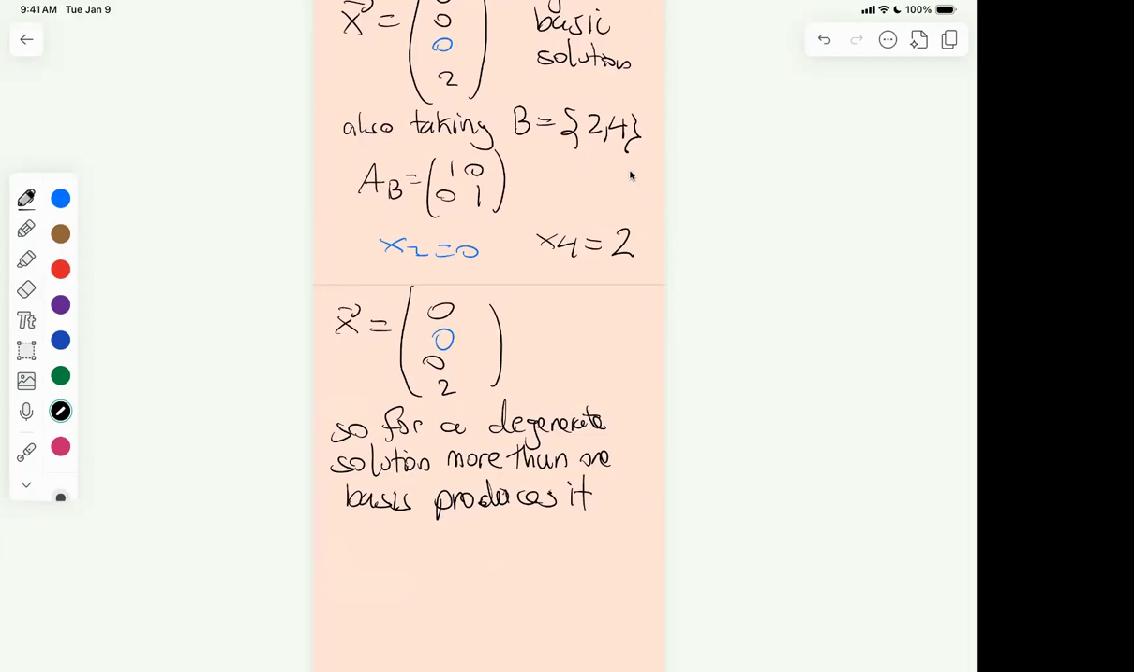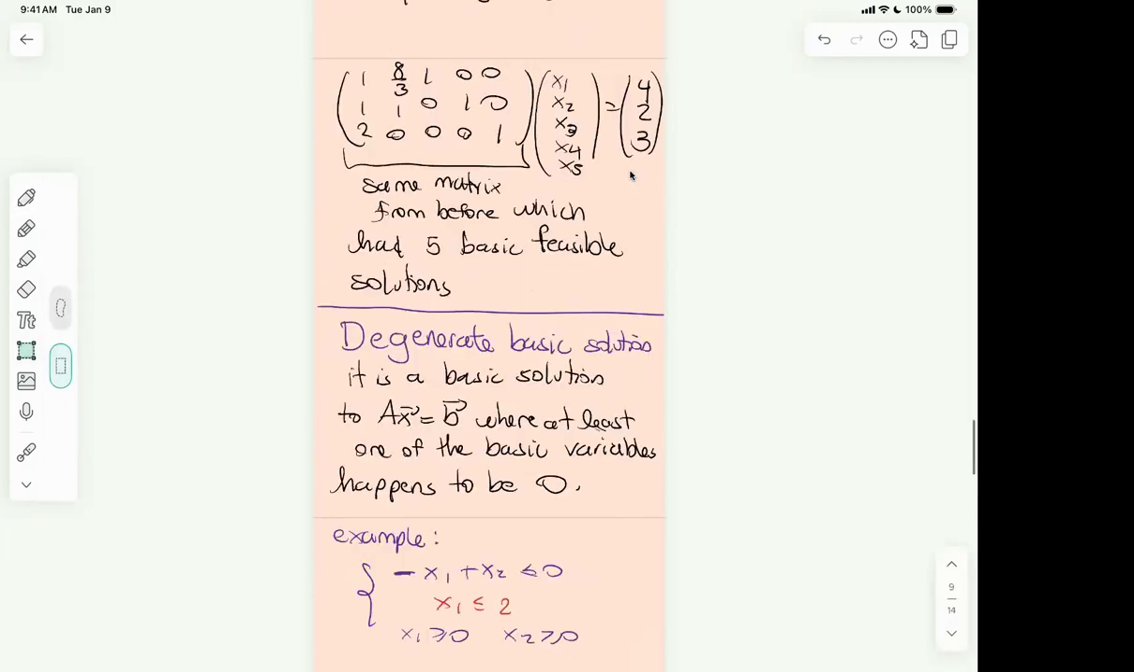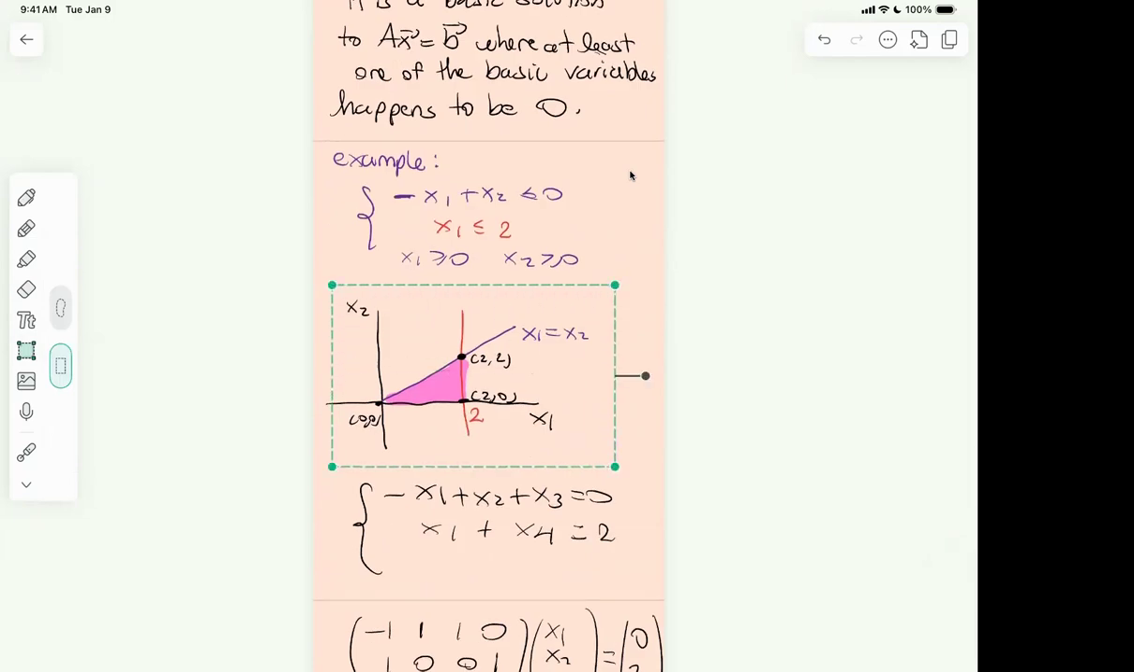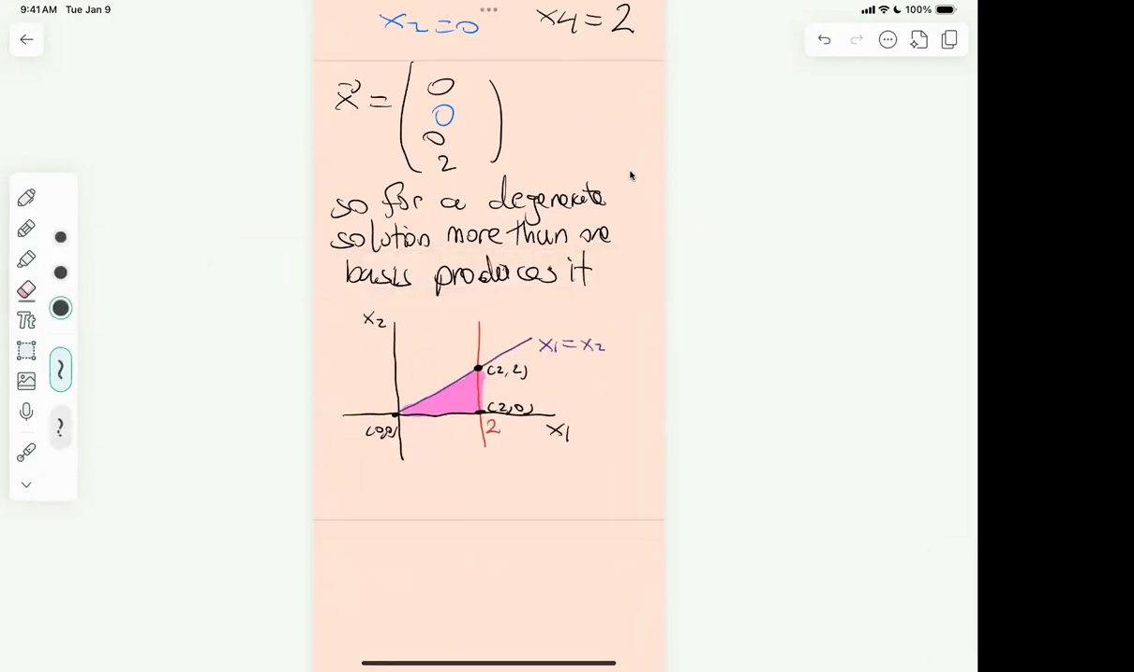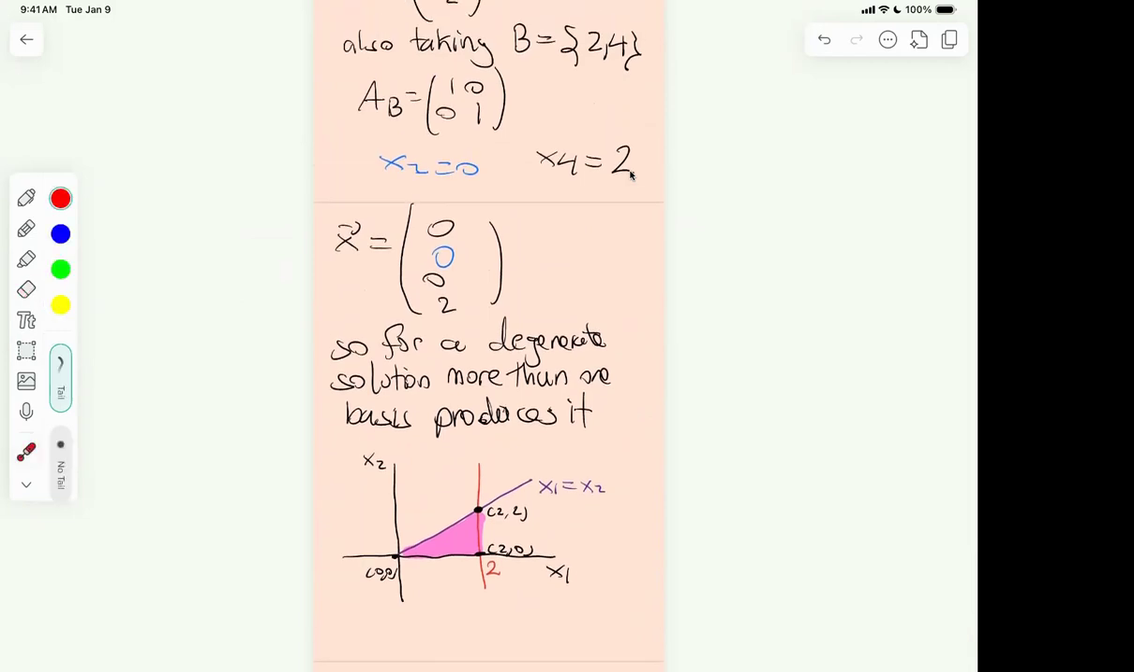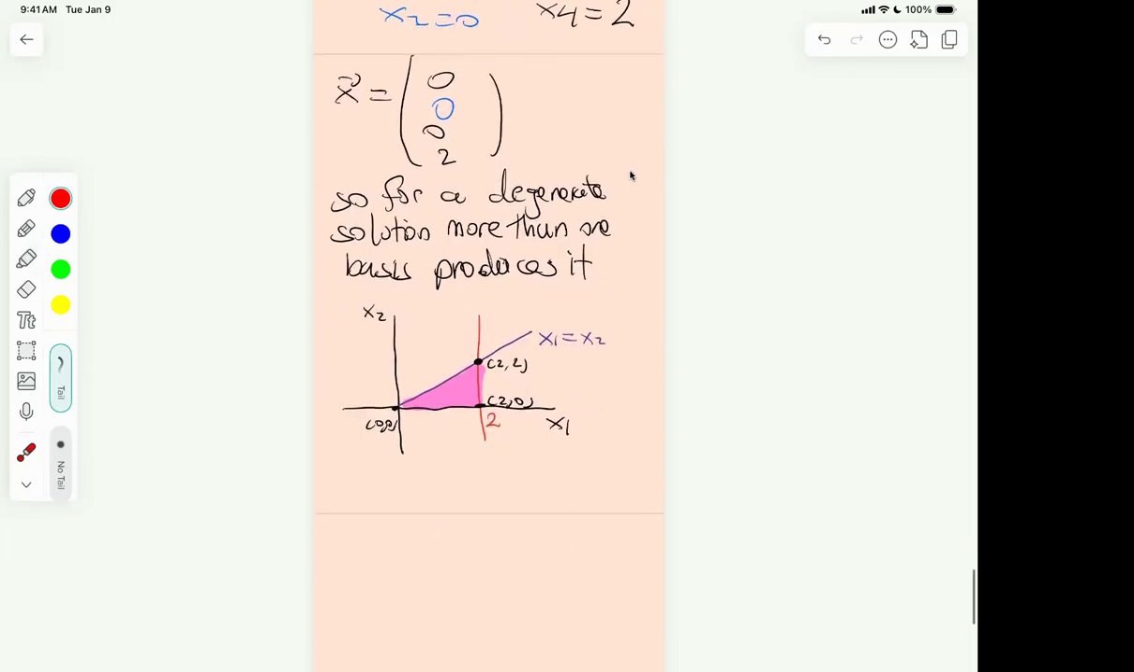But okay, this is all very algebraic. So what is happening geometrically? Just to go back to this picture, these vectors are all in 4 dimensions, right? But if you want to see what corner that matches, you just look at the first 2 entries because those are x1 and x2. So geometrically, this corresponds to the origin. So the origin is at the degenerate solution, a degenerate corner.